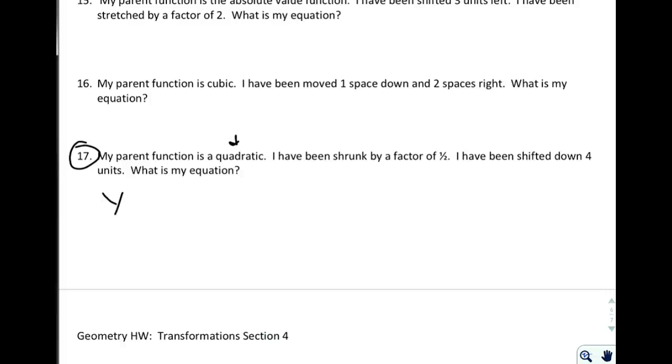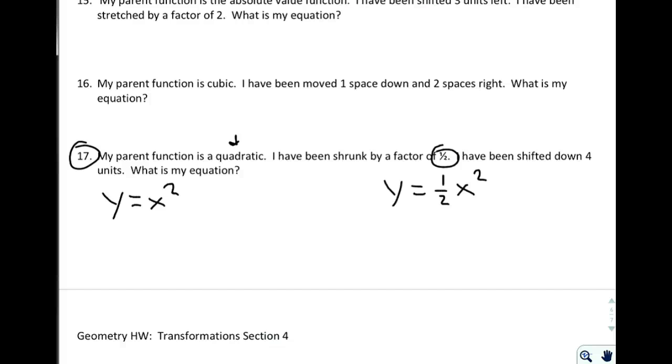So parent function is quadratic. When you're told that, you're thinking y equals x squared is where I'm starting. Now you just need to modify that. I have been shrunk by a factor of 1/2. Well, that's that stretch factor out front. So we're going to put a 1/2 out front. Y equals 1/2 x squared. And so that will make the graph shorter and wider.